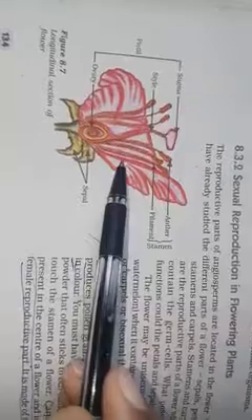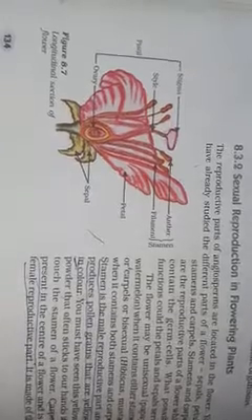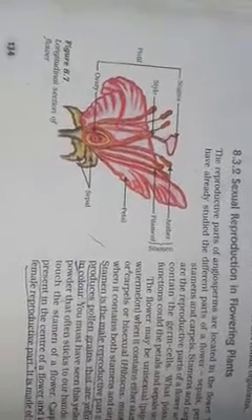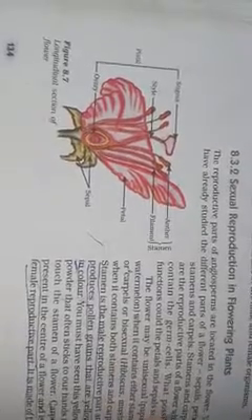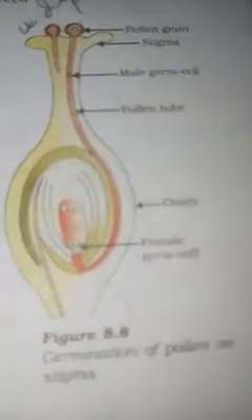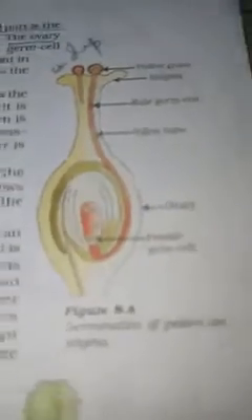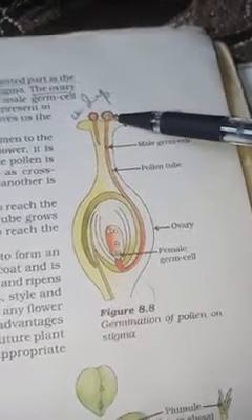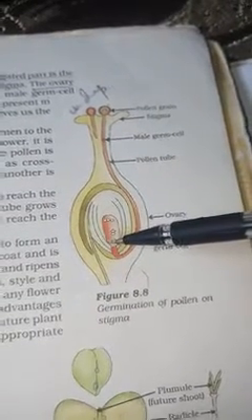And if the transfer of pollen grains is from the anther of a flower to the stigma of another flower in the same plant, or to the stigma of another flower of another plant of its own species, that is called cross pollination. After pollination, when the pollen grain lands over the surface of a stigma, you can see this figure, the pollen grain starts to germinate so that it can deliver the nucleus to the egg, the female gamete, which is present in the ovule.